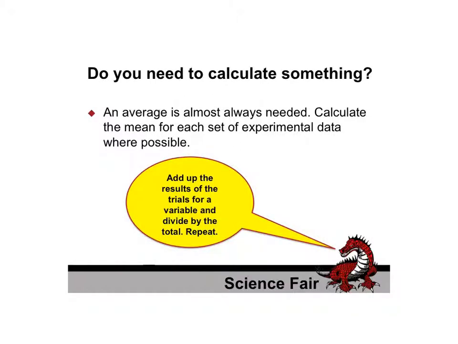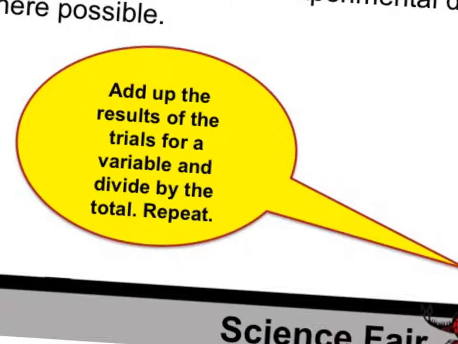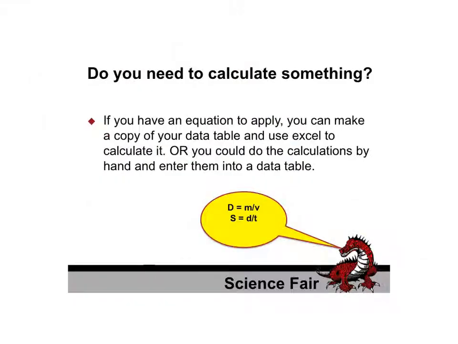All right, and then one of the things that happens is sometimes you need to calculate something. And so you might need to make a whole new data table just to calculate what we call a derived variable. And sometimes you need to calculate an average. In fact, almost always, you need to calculate an average of some sort. And so to do that, again, you need to add up the results of the trials for each variable and divide by the total and repeat it for every variable after that. So that's how averages go. You can use Excel to calculate the average very easily.